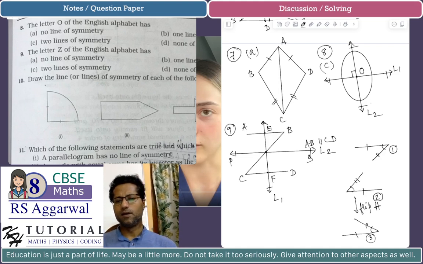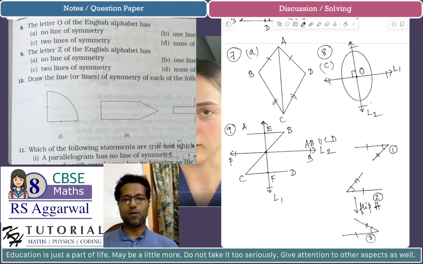the line L1. The line L1 is a vertical line which is passing through the midpoints of the segments AB and CD. Maybe L1 is also a line of symmetry, I am not sure. So for problem number 9, I am not sure, it could be B or C. Most probably it is C. Okay.